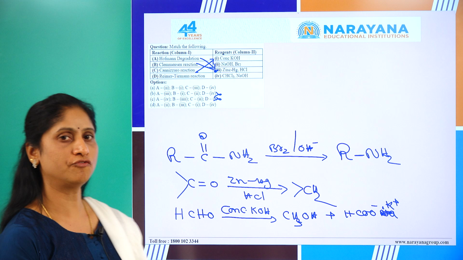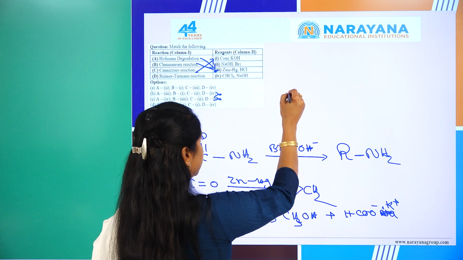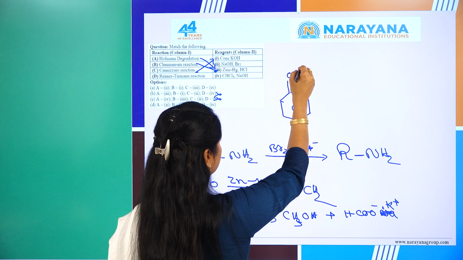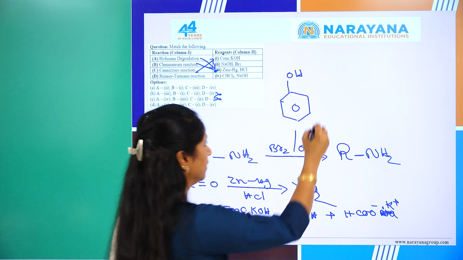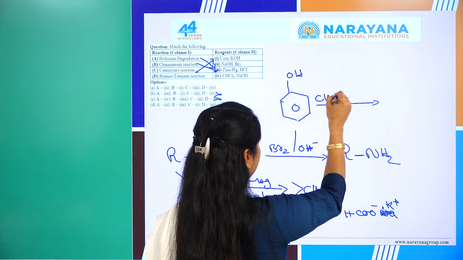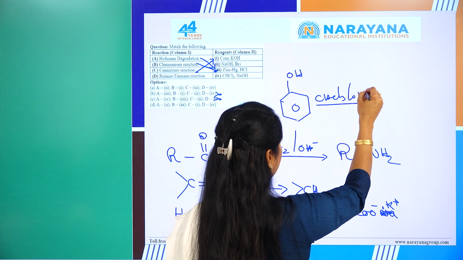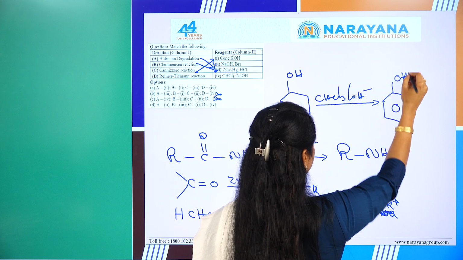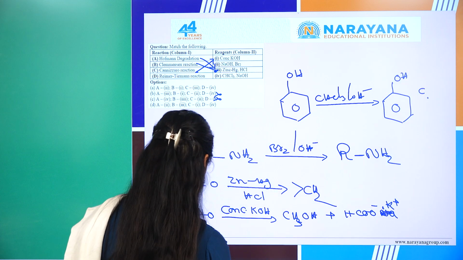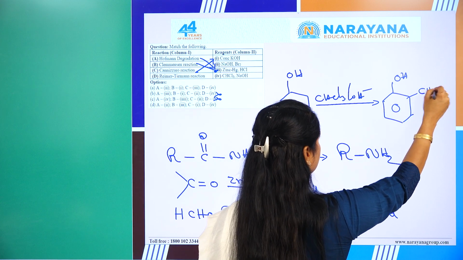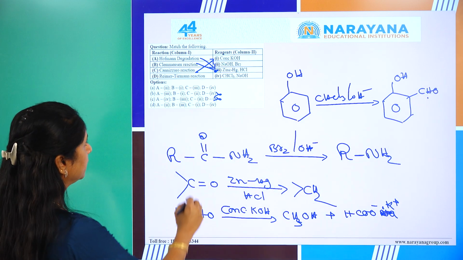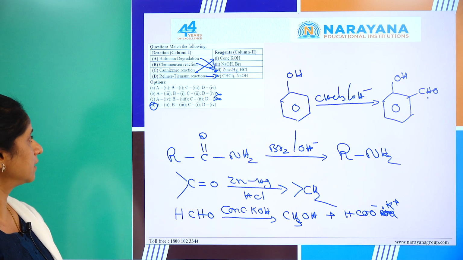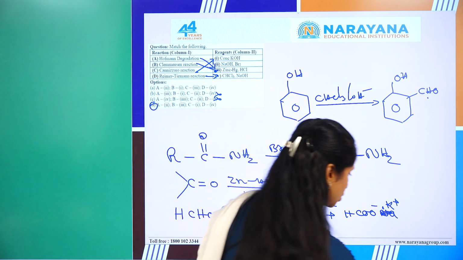Reimer-Tiemann reaction, orthoformylation of phenols. Phenols with chloroform and NaOH undergo electrophilic aromatic substitution where dichlorocarbene is the electrophile generated from chloroform in presence of alkali. I can consider this as orthoformylation. Salicylaldehyde, orthohydroxy benzaldehyde, is the major product. So I can match the Reimer-Tiemann reaction with chloroform and NaOH. So the more appropriate answer is option D. So let us see the next question.